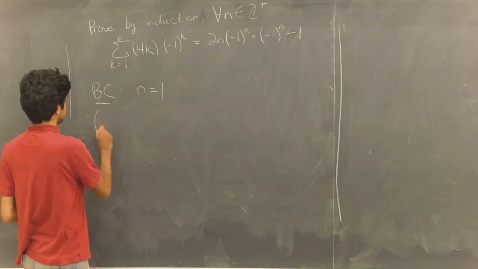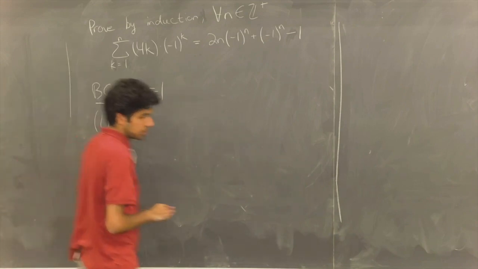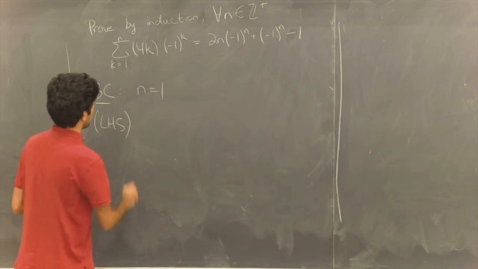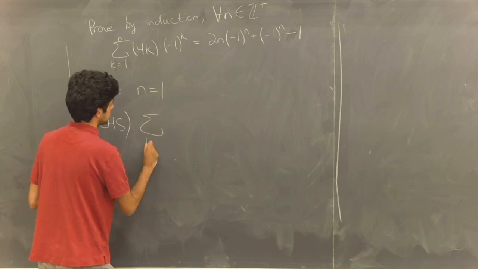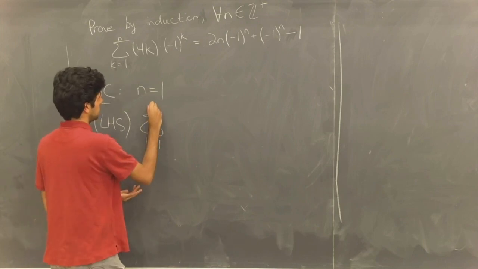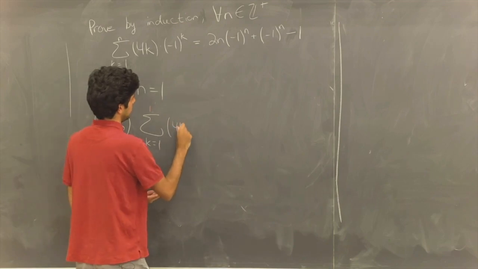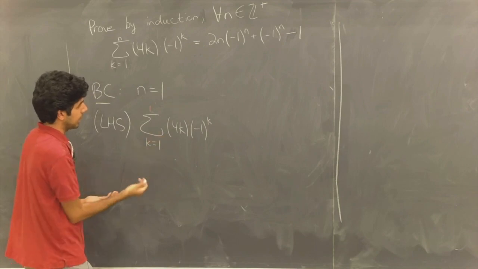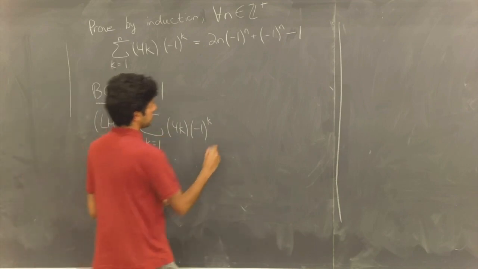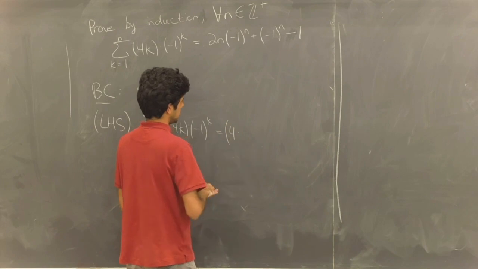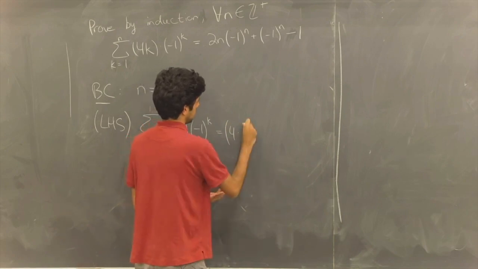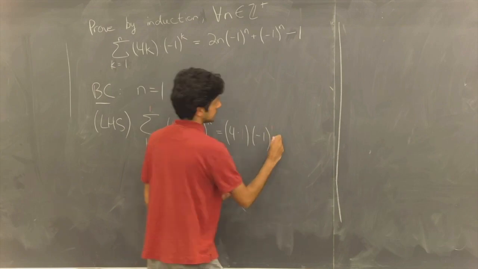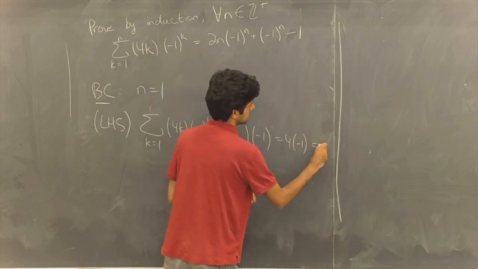Good. So the left-hand side, wherever we see an n, we're just going to put the value 1. So we have the summation from k equals 1 to 1 of 4k times negative 1 to the k. This summation has only one term, which is when k equals 1. So this is 4 times 1 times negative 1 to the 1. This is 4 times negative 1, which is negative 4.